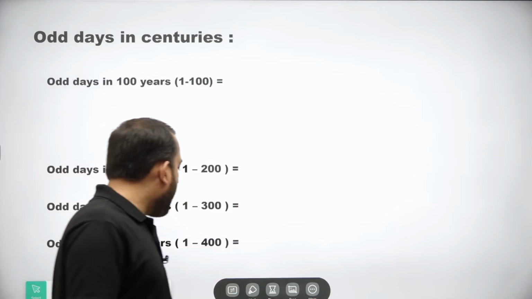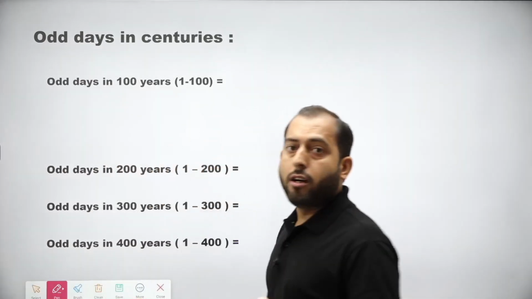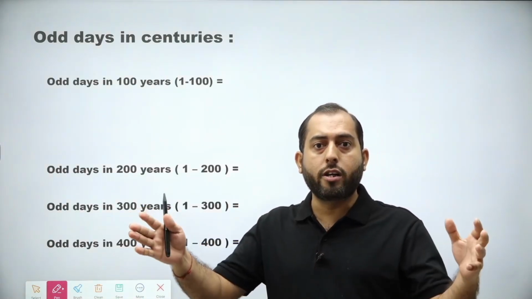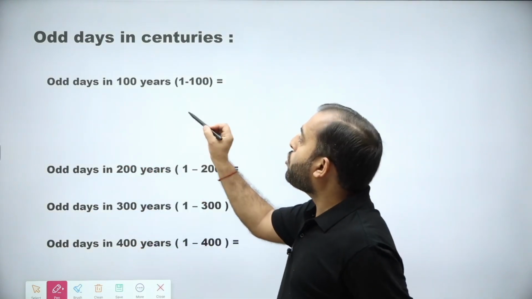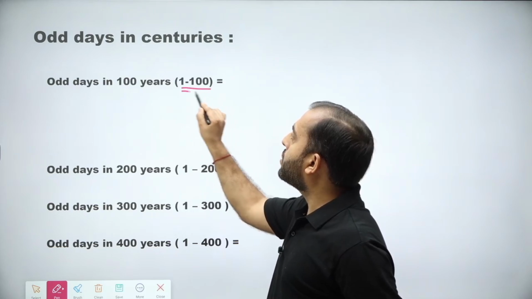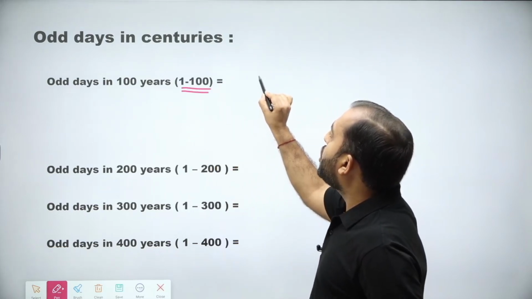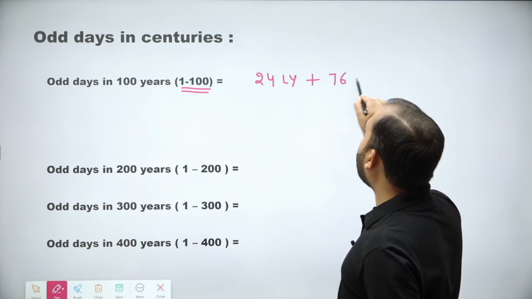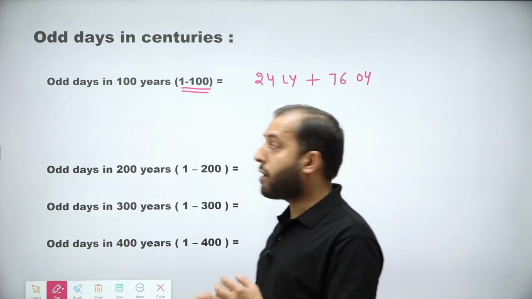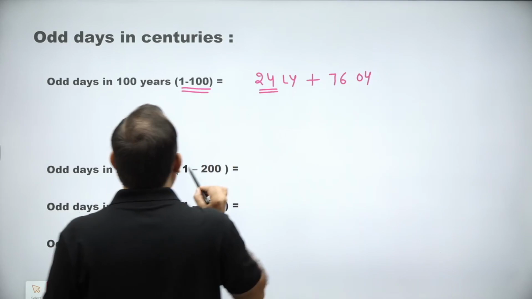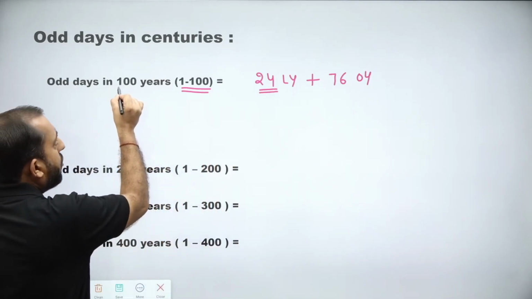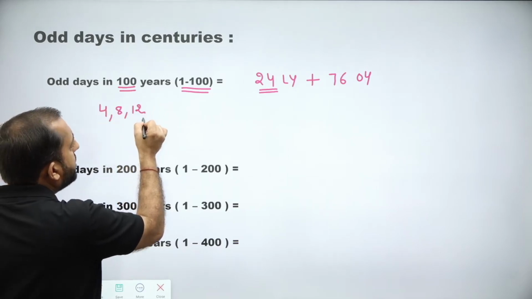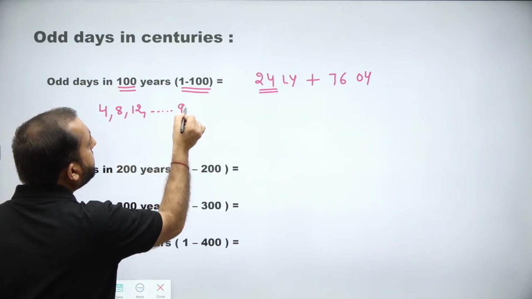Okay, now let's talk about the number of odd days in the case of centuries, like a collection of 100 years, 200 years, 300 years, and so on. In 100 years there are 24 leap years and 76 ordinary years. OY stands for ordinary year. Why 24 leap years? Because in 100 years, the 4th is leap, the 8th is leap, similarly the 12th is leap, and the final leap year is the 96th.